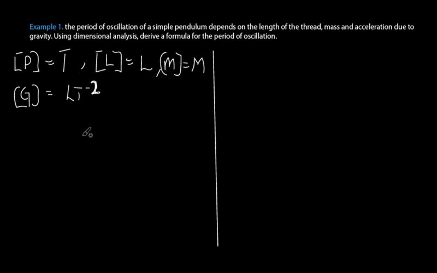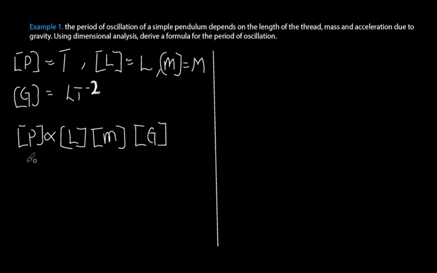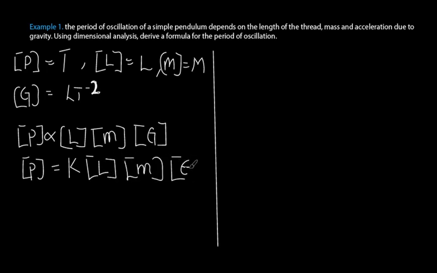So how do we start? They are saying the period of oscillation of a simple pendulum depends on something. Whenever something depends on something, we use the proportionality sign to represent that, because we don't know how they depend on each other. It depends on the length, so we have L over here, then the mass M, then the acceleration due to gravity g. Now the period is equal to, if we remove the proportionality sign, we introduce a constant, so we write k over here, then we have L, M, and g.